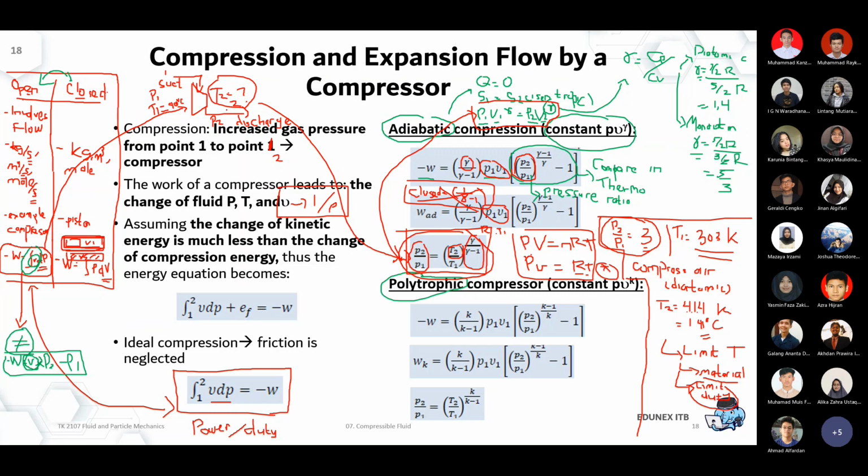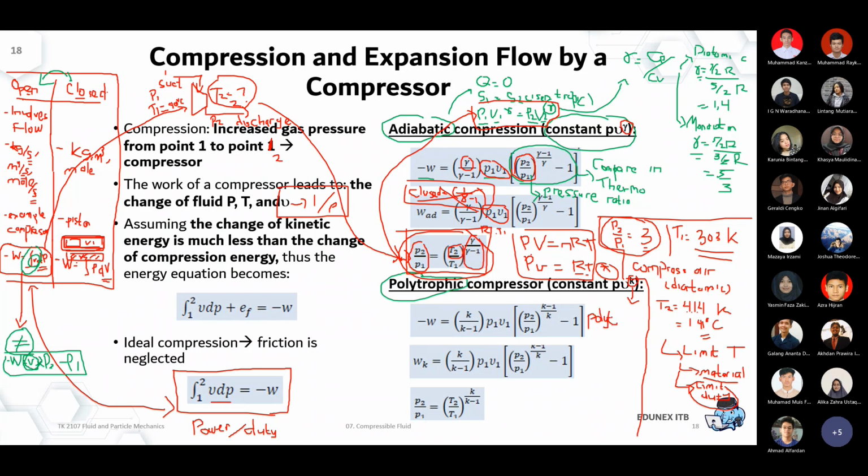And then we will move on into the polytropic compressor, which is quite similar to the adiabatic compressor. The only difference is that instead of using gamma, now it's replaced by K, and K here is the polytropic factor.